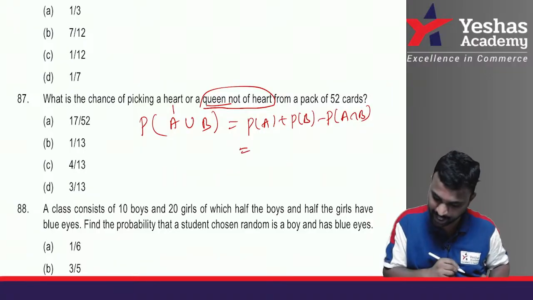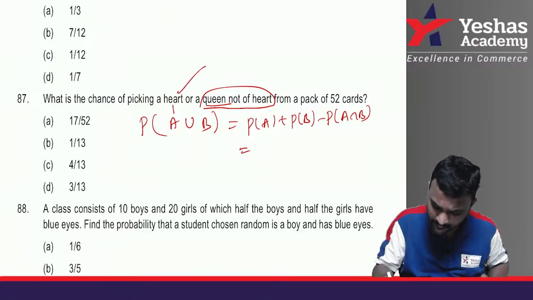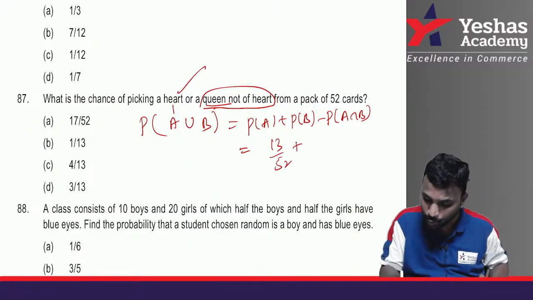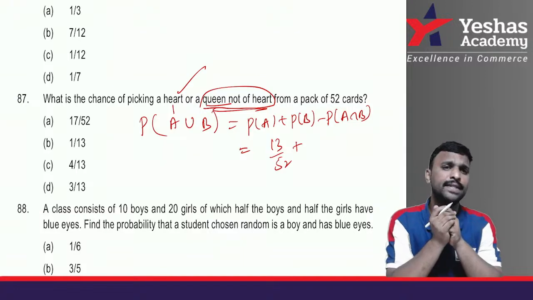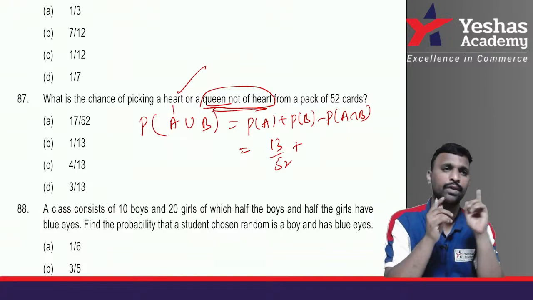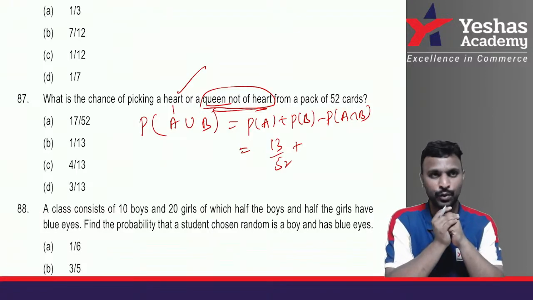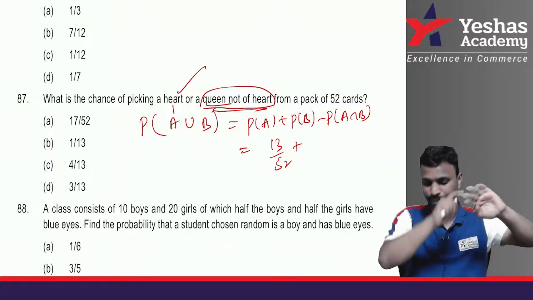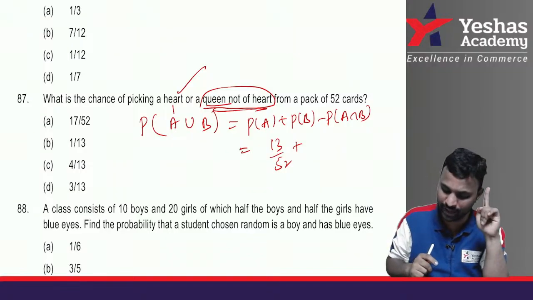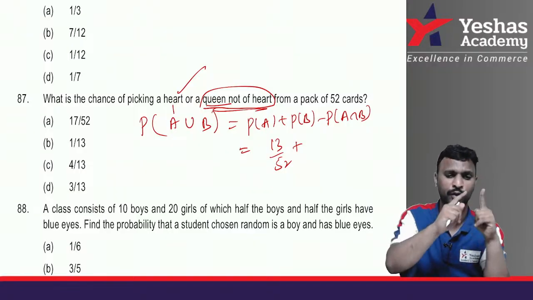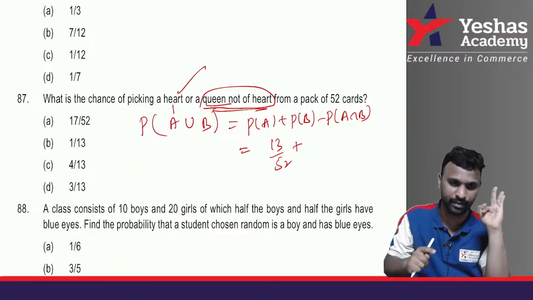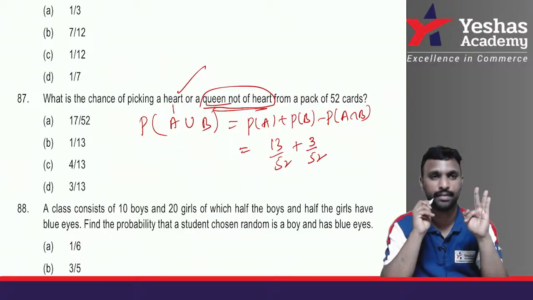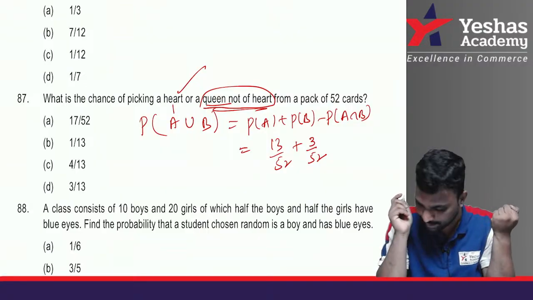What is P of A? P of A is basically heart. How many hearts are there? 13 out of 52. P of B means queen, not of heart. Because you can find one queen in each of the suits, yes or no? There are four suits, heart, diamond, spade, and club, yes or no? Obviously, one queen will be there in the heart. Not of heart means you have to exclude that heart queen. Obviously, three queens we have to consider, that's all. Not of heart. So there are three queens which are not of heart.